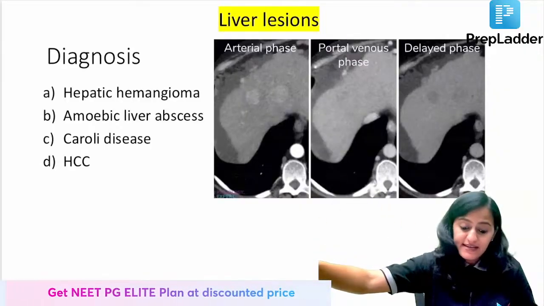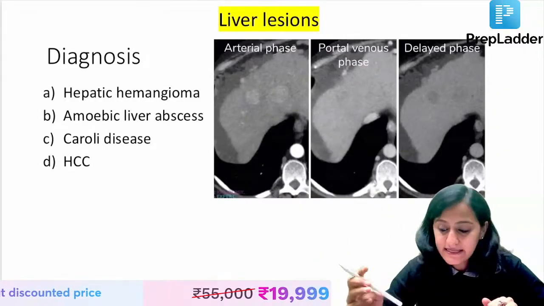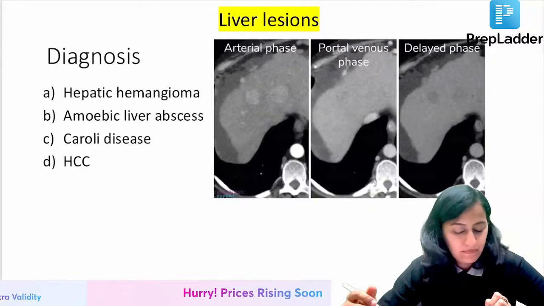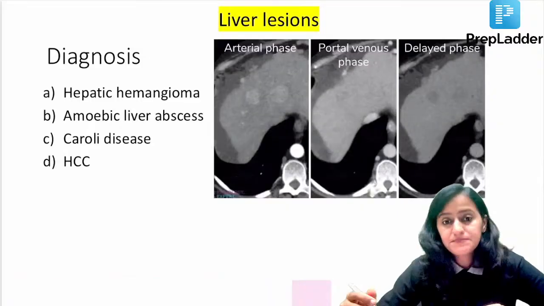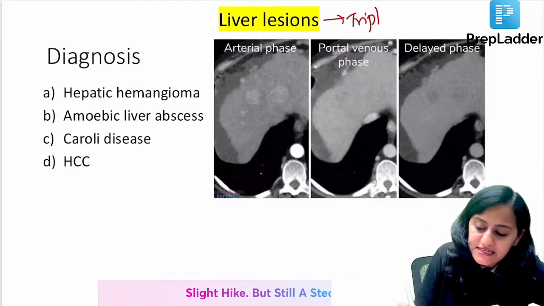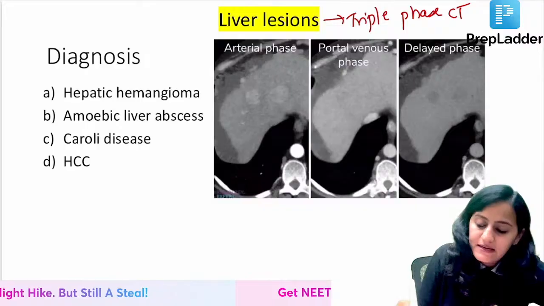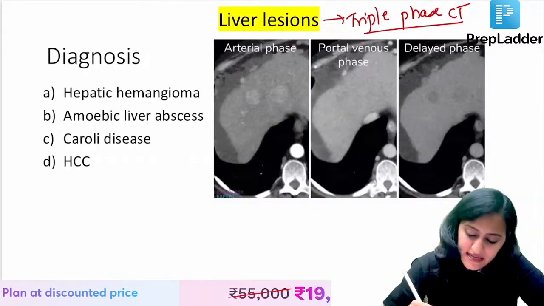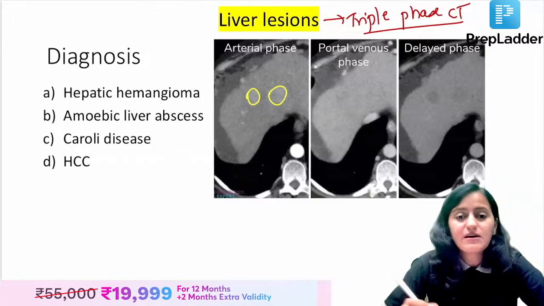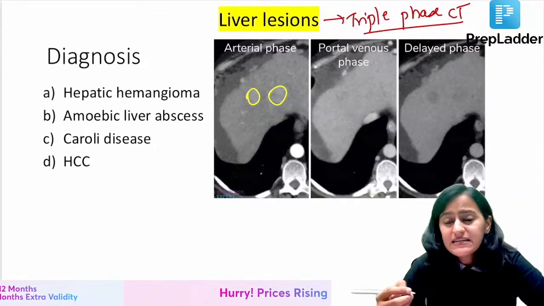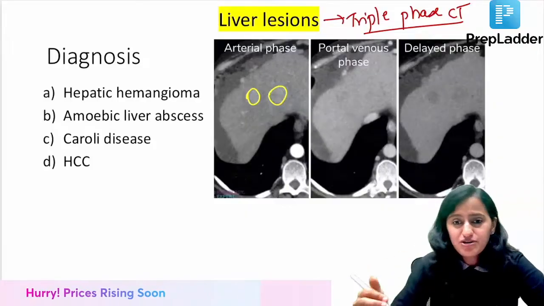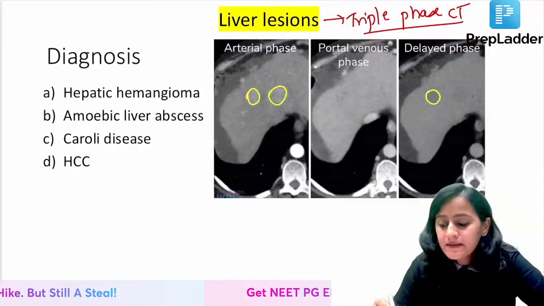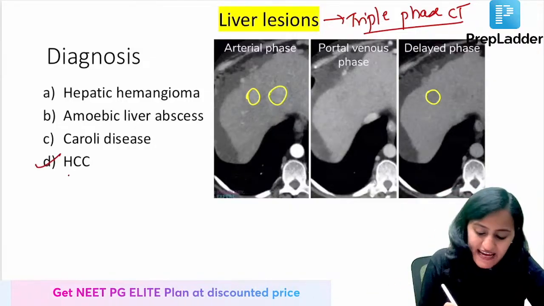Okay, so many of you say this is HCC. Why is this HCC? Why do you say this is HCC? Remember, a triple phase CT is what is done for liver lesions, right? In the triple phase CT, if you see that in the arterial phase the lesion becomes white as compared to the liver, and then it washes out the contrast, so that in the delayed phase the lesion appears darker than the liver, right? This is classical of HCC.